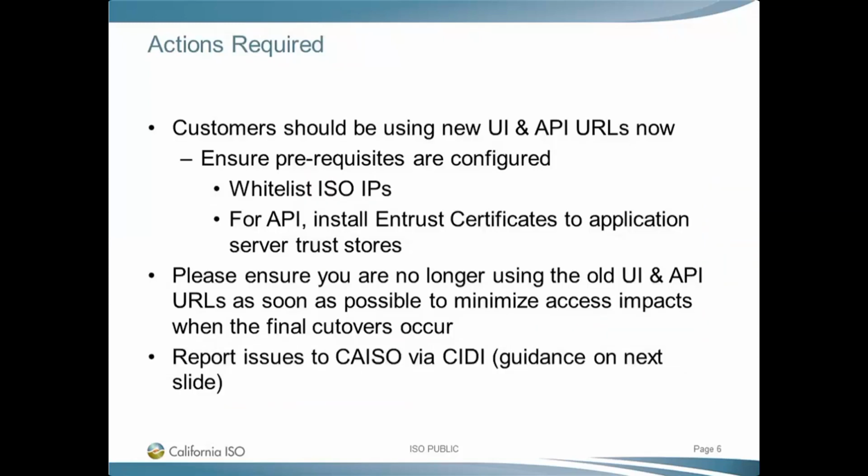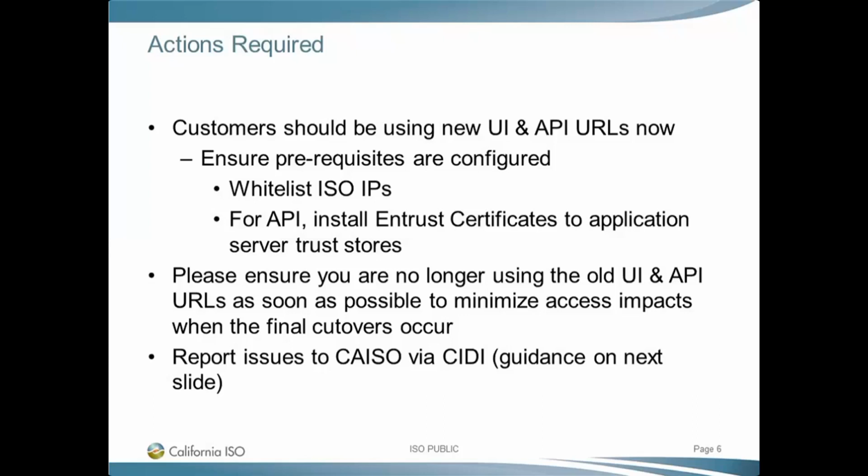So that leads us into what you should be doing with this information. Customers should be using the new UIs and the APIs as soon as possible. As soon as we made those available, our recommendation is that customers cut over to those new URLs and start using them so that we can identify any issues sooner rather than later, and also work with customers that are having access issues, resolve those so they can cut over sooner, and of course minimize any impact to our customers for this transition.